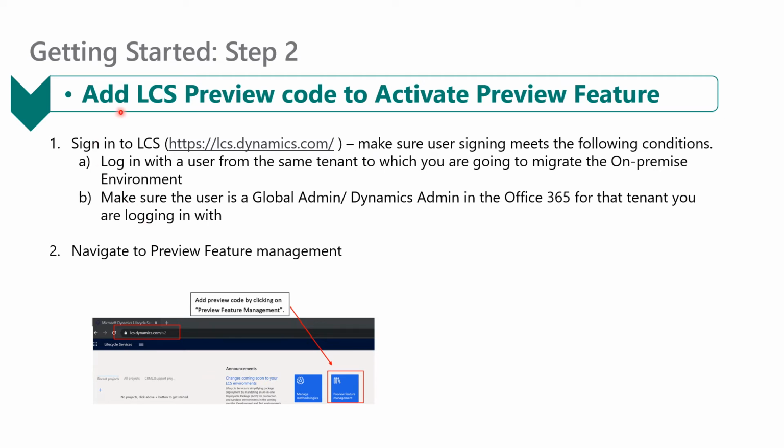The next step is to add the LCS preview code to activate the preview feature. To do so, you need to log into lcs.dynamics.com. Make sure the user that is signing in meets the following conditions. The user logging in has to be a user from the same tenant to which you're going to migrate the on-premise environment. Make sure that this user is a global admin or a Dynamics admin in Office 365. Once you're done, navigate to the Preview Feature Management tab and proceed to the next step.